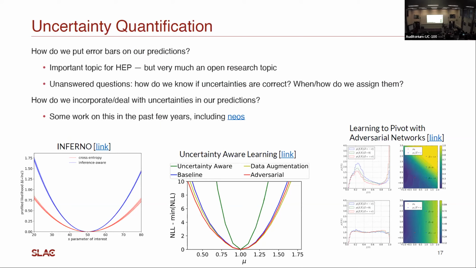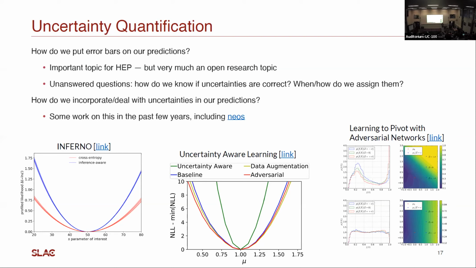And this is very important, obviously, for HEP. But I think this is also very much an open research topic. I don't think we really know some answers to questions like, how do we know if our uncertainties are correct, or how exactly and when exactly we assign them? So again, something that I think is very much an open research topic.